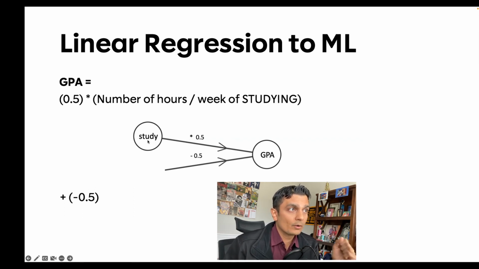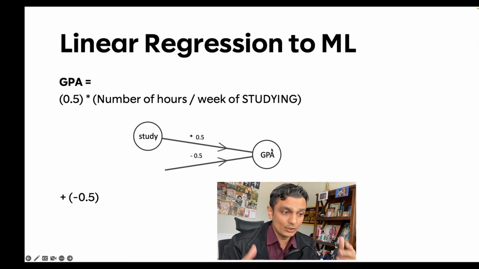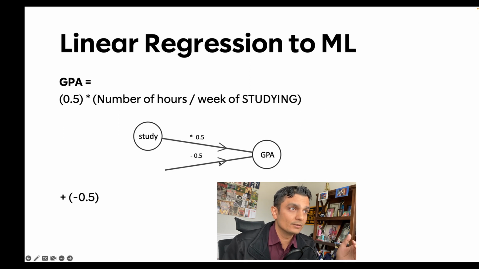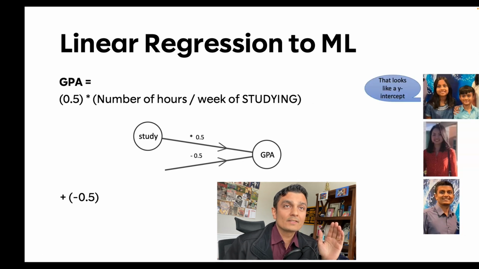You take the number of hours as an input, as an X, right? The number of hours that they study. You multiply that by a half, and then you subtract a half. So this is the bias. And then you get the GPA, which is the output, or the Y, right? So you've got the X, the Y, and then you multiply, you add or subtract, and then you get the answer. Very simple.